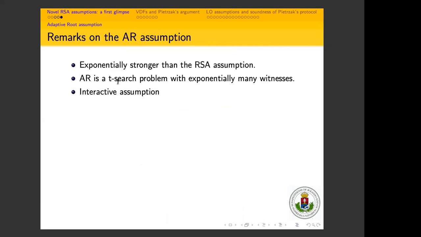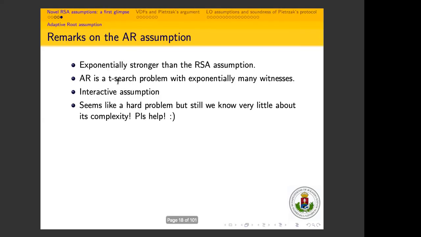Interactive assumptions, in crypto, we don't really like them because it's hard to reason about them, or they need a little bit more cryptographic machinery. It seems like a hard problem, but still we know very little about its complexity, so please help. It's an interesting problem, and I encourage you to spend some time on it.